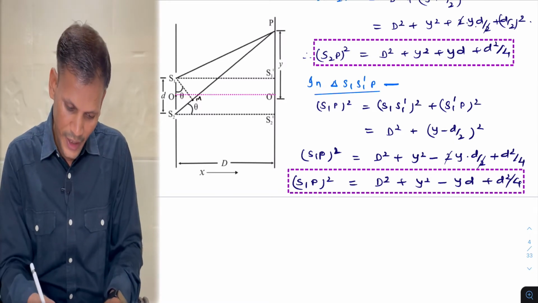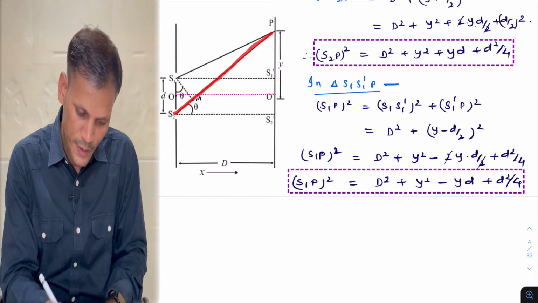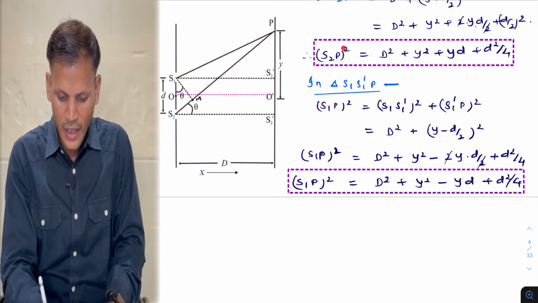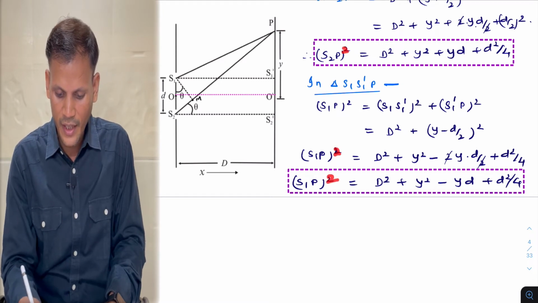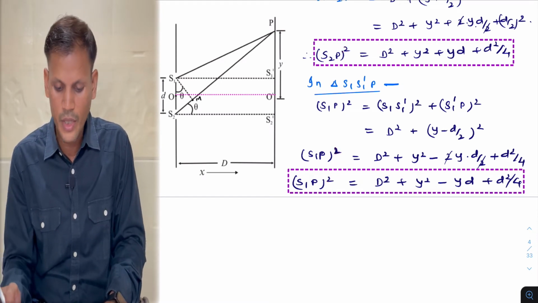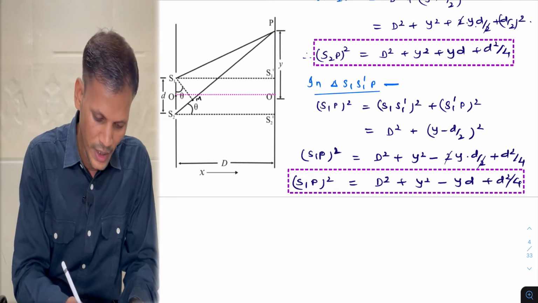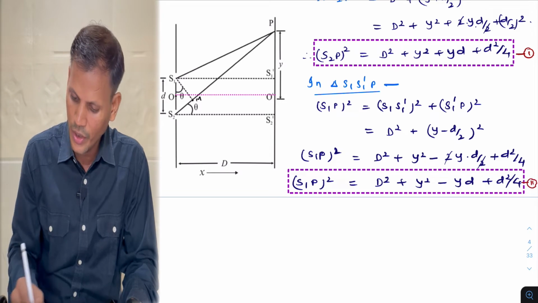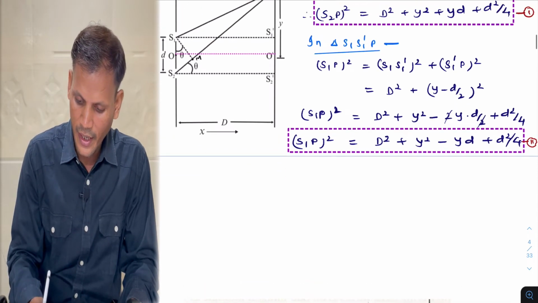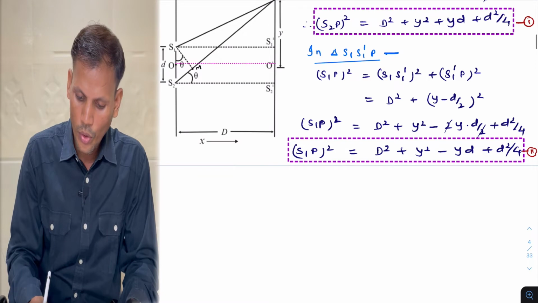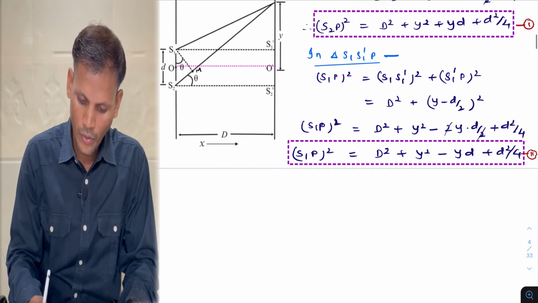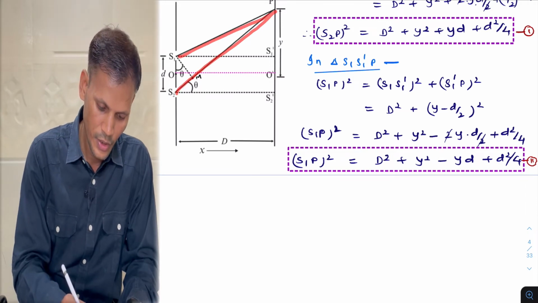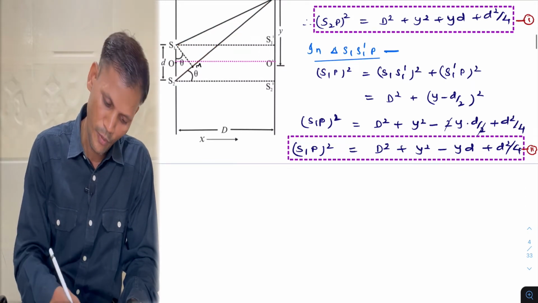What we get? We get S2P square, means this one, and S1P square, means this one. But we can't remove the square from here directly by taking root, because it will be so complicated. So I will do one thing. I will take this as equation number 1 and this as equation number 2. So now, subtracting equation 2 from 1, because we need S2P minus S1P.